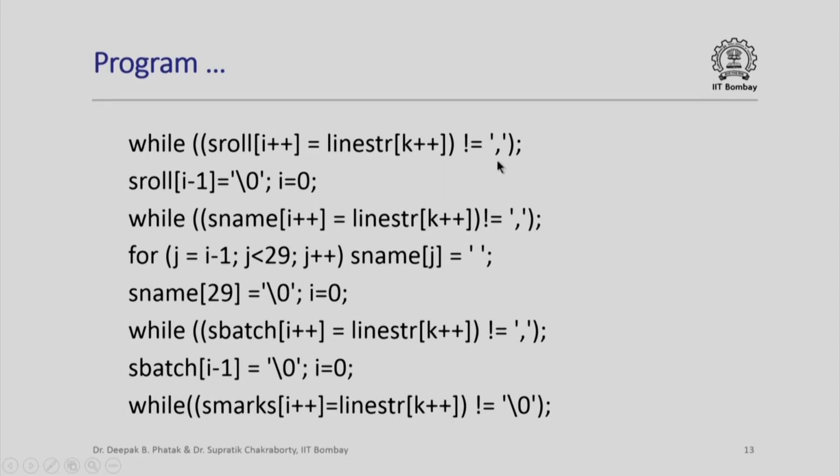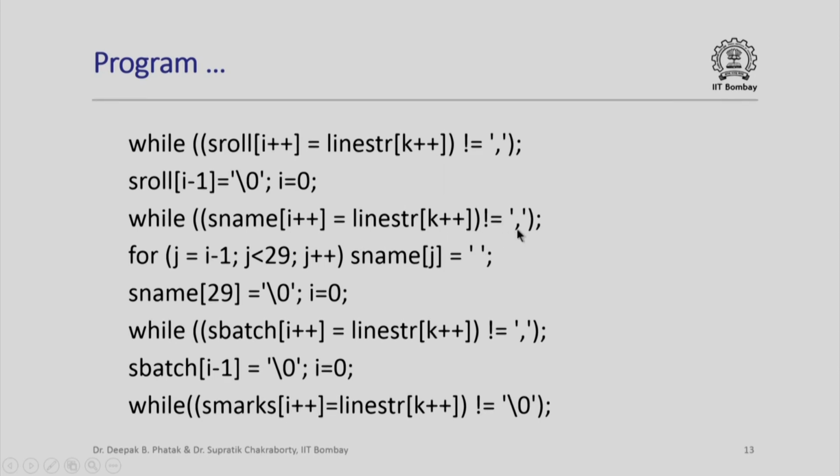At that particular point of time, the value of k will be 1 beyond the comma, and similarly the value of I will be 1 beyond the comma. Now, wherever there was a comma, I need to put a \0 to end the sRoll string. So, I set sRoll[I-1] equal to \0 and reset I to 0. The value of k I continue from whatever that value was, because it correctly points to a character just after the comma. I do the same thing, I extract the name up to comma.